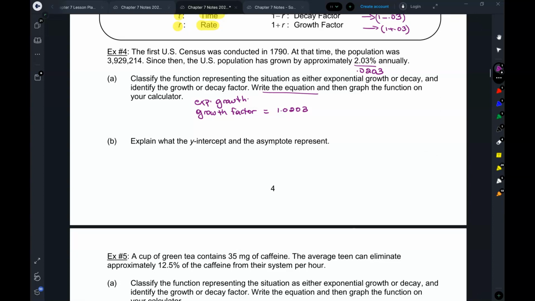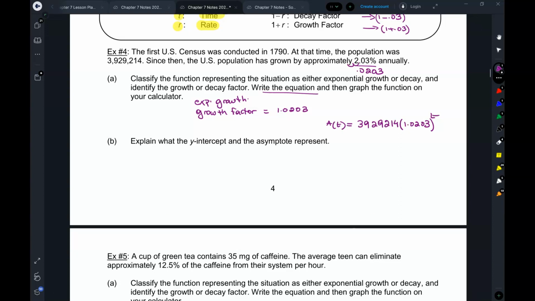So when you have a percentage, how do you convert to decimal? You divide by 100, or you move the decimal place to the left twice. Okay, so the equation will look like A of t is equal to the initial amount times 1.0203 to the power of t. Okay? All right, so let's go ahead and graph that. Go ahead and take out your calculators, and let's graph that.